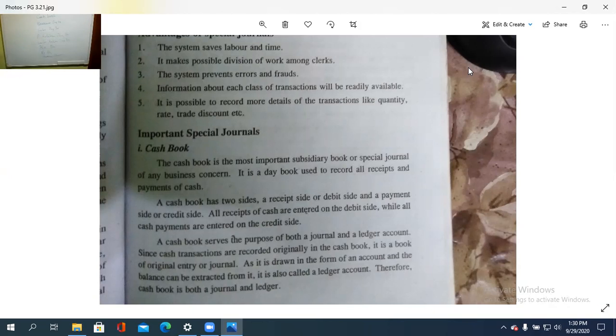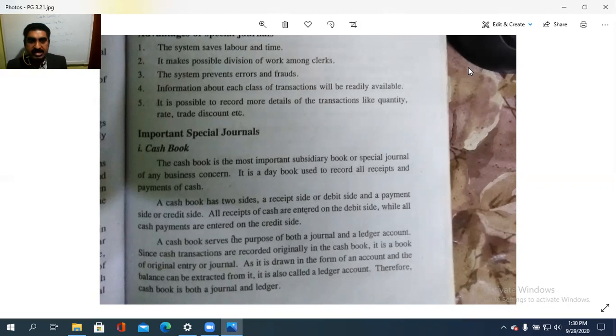That is so. Out of this, we need to study: cash book is there, different types is there, purchases day book is there, sales day book is there, purchase returns book is there, sales returns day book is there. Only you need to study this much.